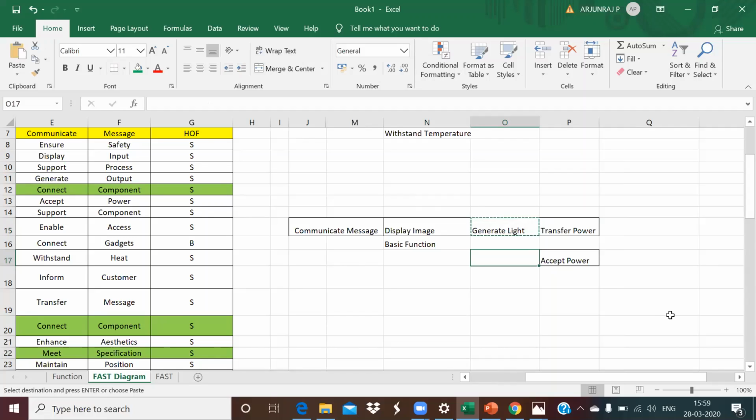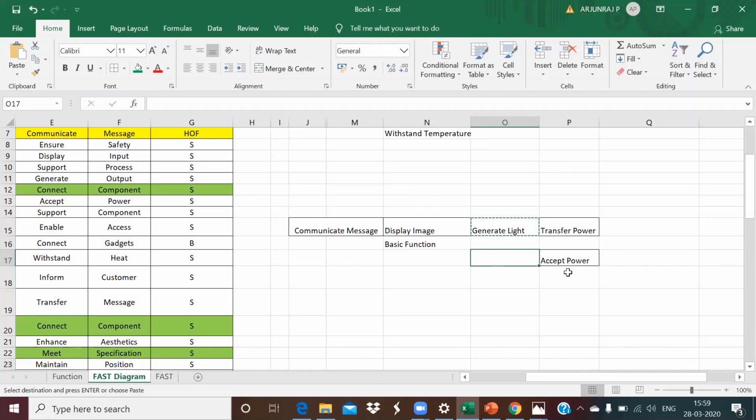What is that message? Transfer message. When you are generating light, the message also gets transferred. But even you can put OR gate. I can display image either by AND gate, where I can display the image by both simultaneously, by generating light and transferring message. Yes. We can use that one also.